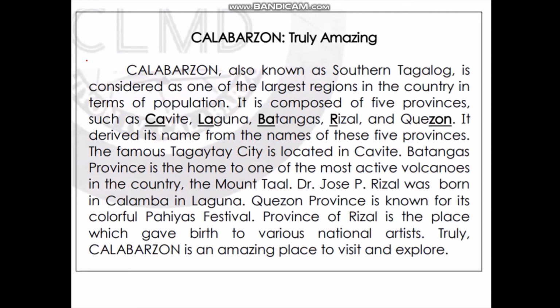Calabarzon, truly amazing. Calabarzon, also known as Southern Tagalog, is considered one of the largest regions in the country in terms of population. It is composed of 5 provinces: Cavite, Laguna, Batangas, Rizal, and Quezon. It derived its name from the names of these 5 provinces. The famous Tagaytay City is located in Cavite. Batangas Province is home to one of the most active volcanoes in the country, Mount Taal.